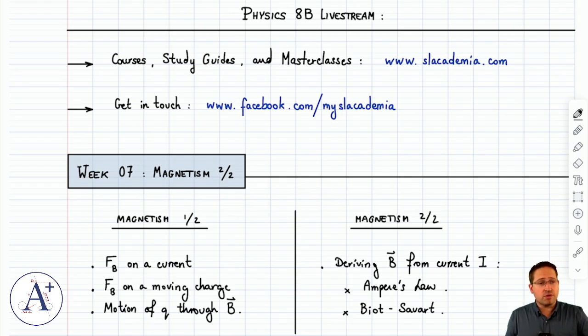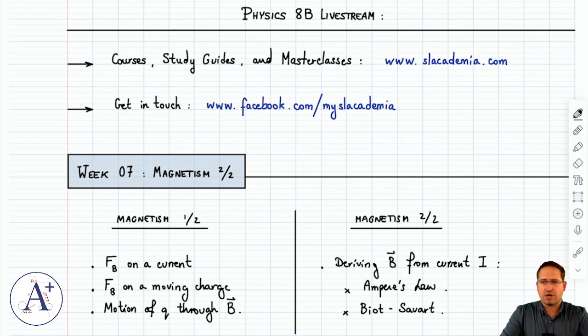So as a matter of insurance, we'll just do a little bit of Biot-Savart so that you can see how it works and how you might set it up. And we'll do the most common case, which is the semicircle of current. So that's the goal for today.